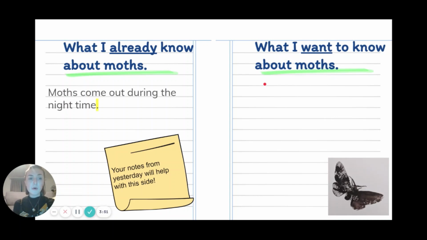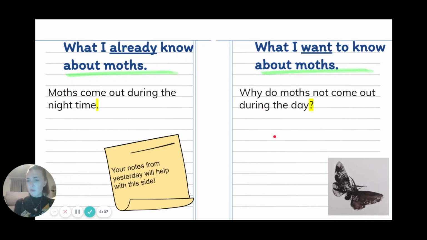So for example, I found out yesterday that moths come out during the night time. And I finished that sentence with a full stop because that is a fact. Moths come out during the night time. It's a sentence, it's a fact, it's a full stop. But what I want to know is, why do moths not come out during the day? I've asked a question. I've used the question word why, and I finished with a question mark.